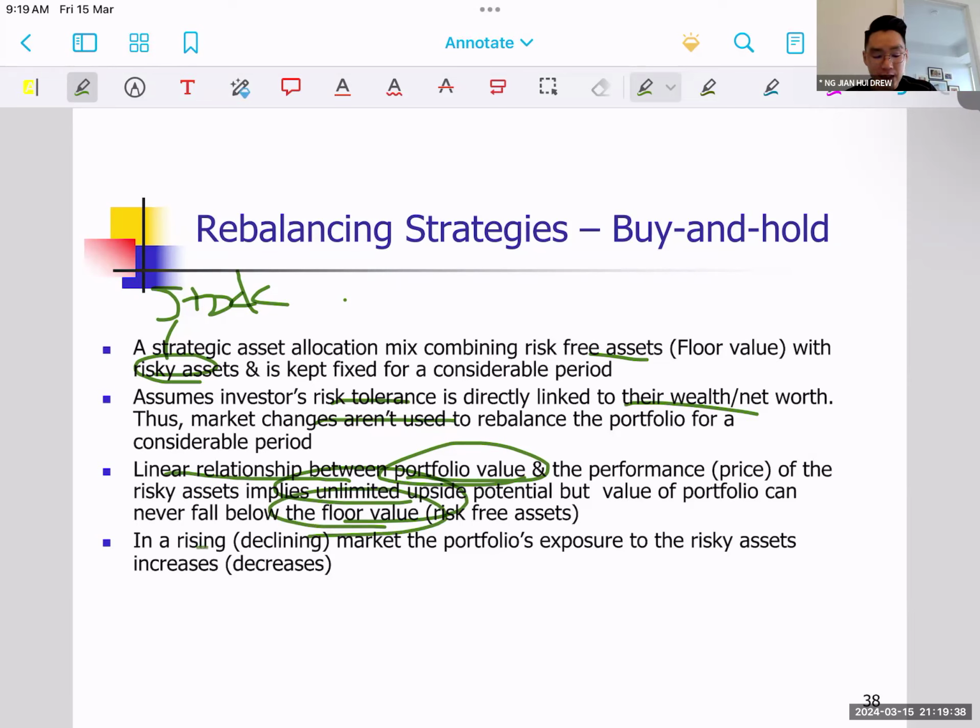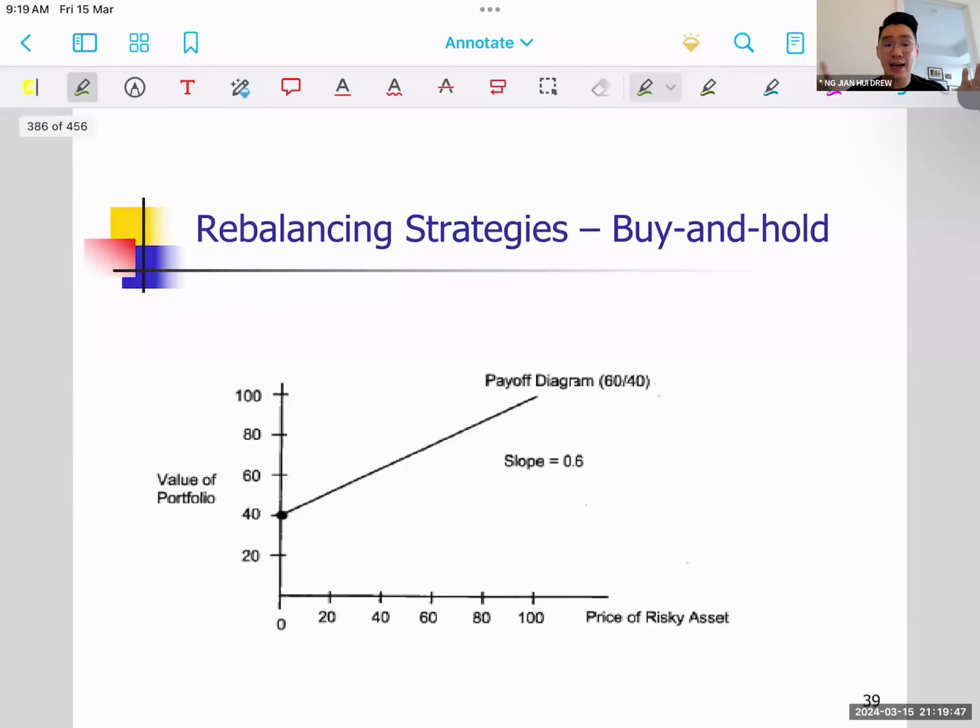In a rising market, the risky asset will increase. Okay, so we have a graph to explain this, right? In a buy and hold strategy, recall we're only holding two assets, a risk-free asset and a stock. Okay, let's just keep it simple. We know that the risk-free asset, regardless of how bad the market is, will be floored at, let's say, $40 in this case. Of course, holding a stock, your stock can go unlimited upside. Okay, so this is a buy and hold strategy.